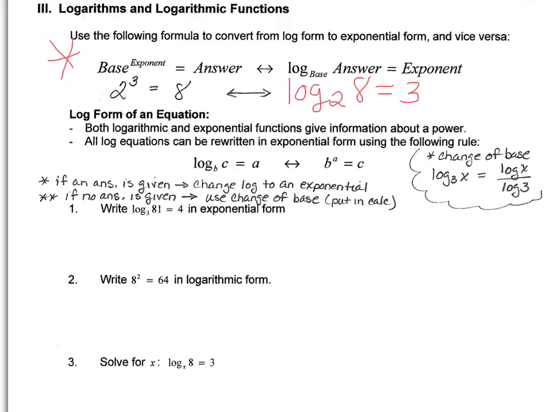Log form of an equation. Both logarithmic and exponential functions give information about a power. All log equations can be written in exponential form using the following rule. So we talked about it already, that you need to be able to go from an exponential to a log and now from a log to an exponential. So log base b of c equals a, which actually means b raised to the a power equals c. If an answer is given, then what you need to do is change the log to an exponential in order to solve. If no answer is given, then you need to use what we did in the last video, which is called change of base, and then put it in the calculator.